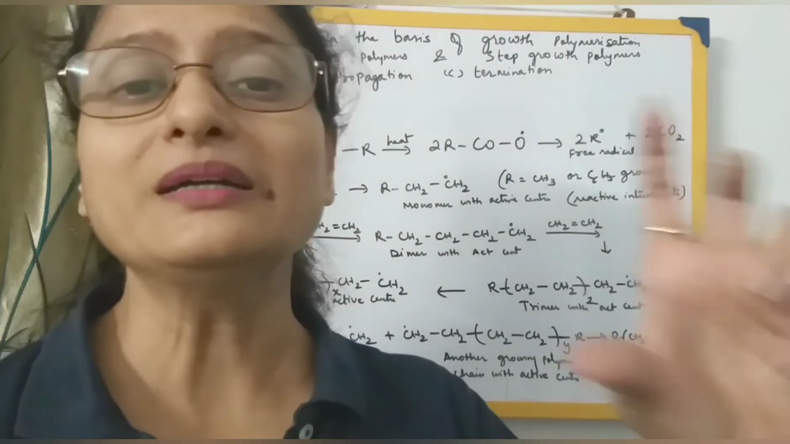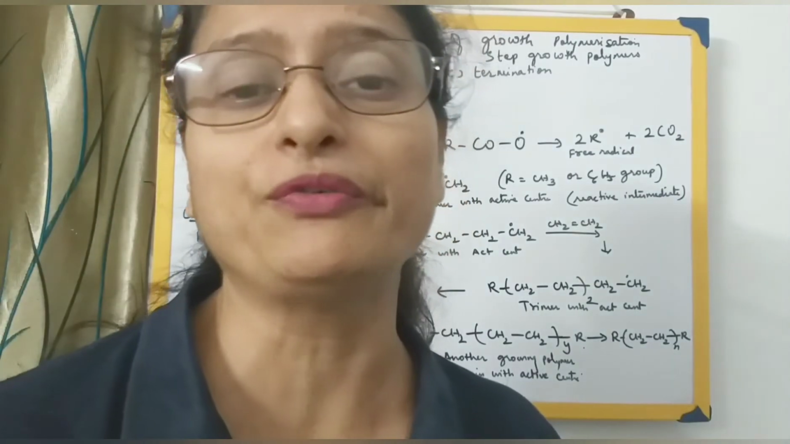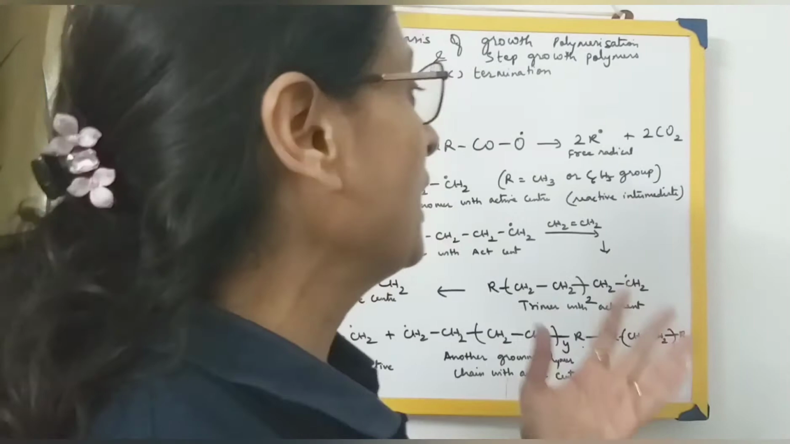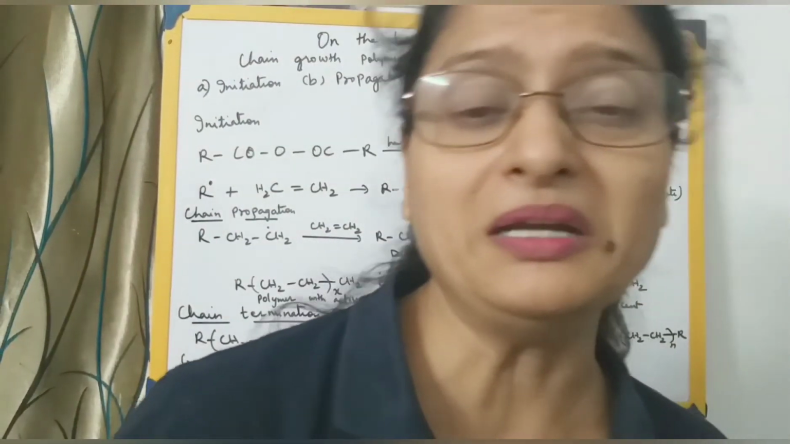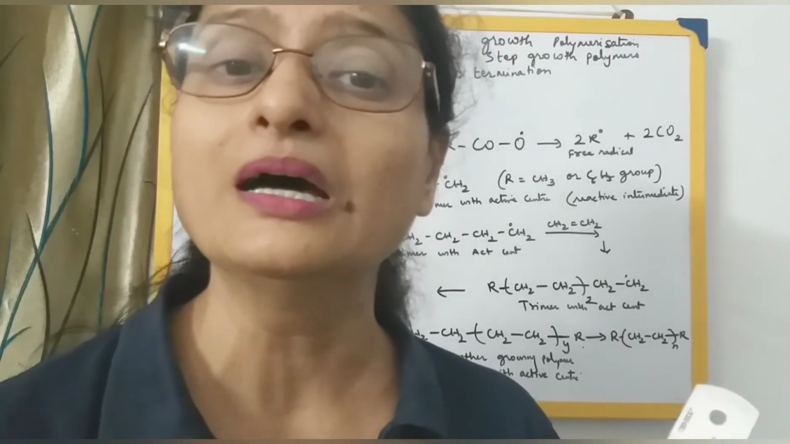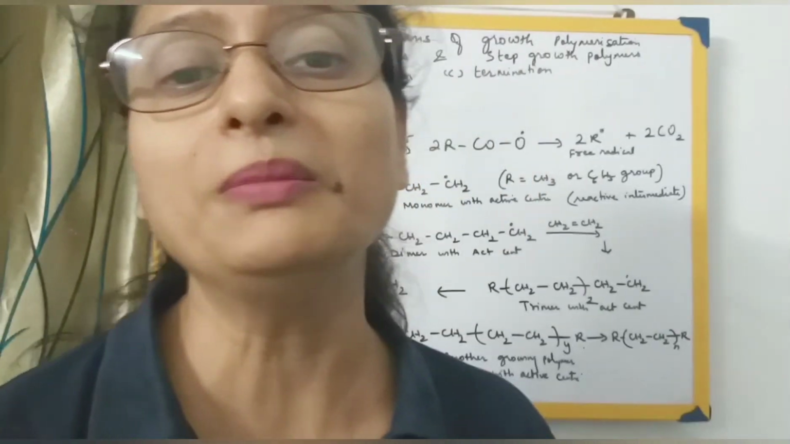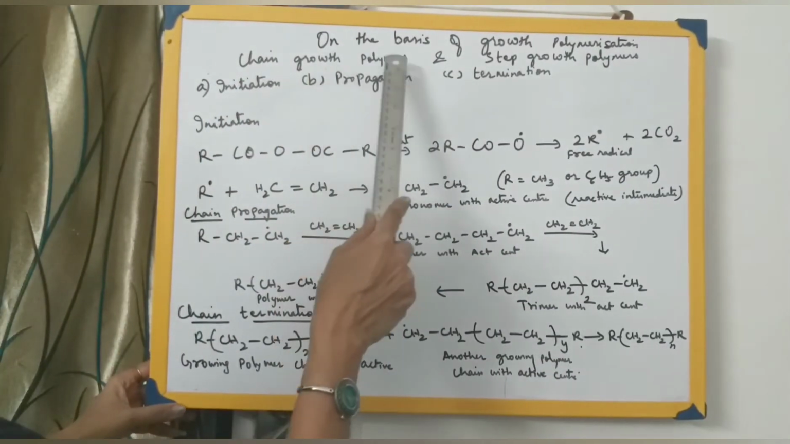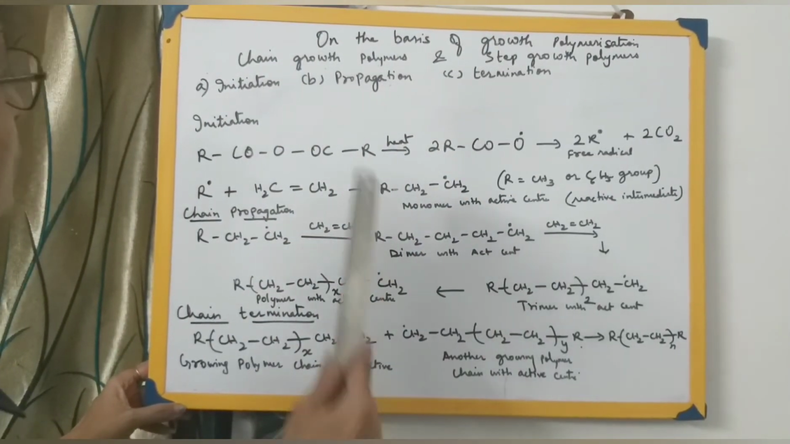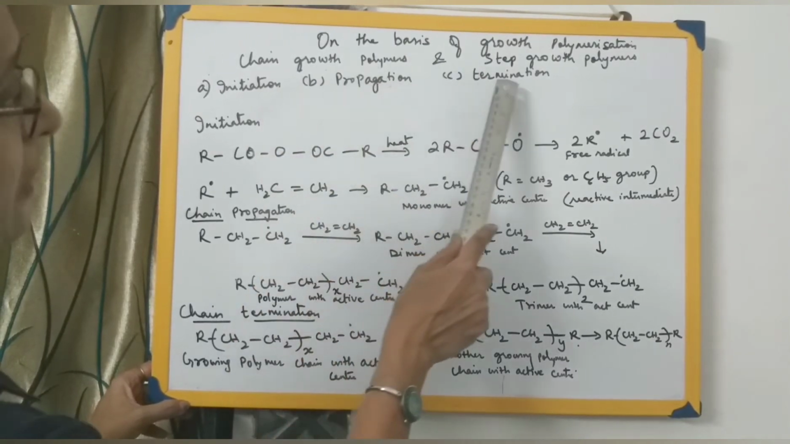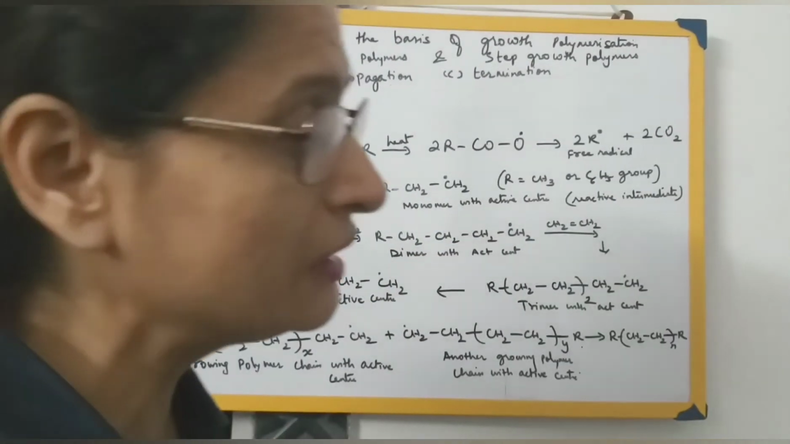That means certain intermediates will be formed, and those intermediates will be very reactive. Those reactive intermediates can be either free radicals, or carbocations, or carbanions. This process, chain growth polymerization, again has three steps: initiation, propagation and termination.